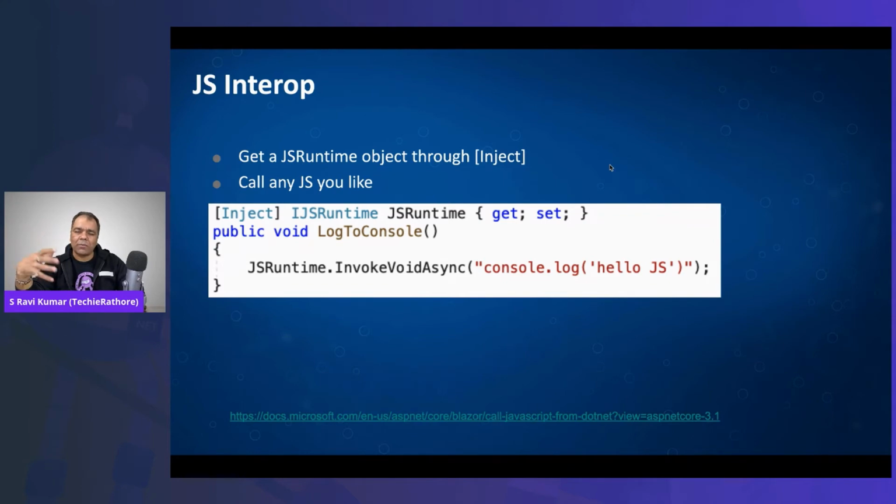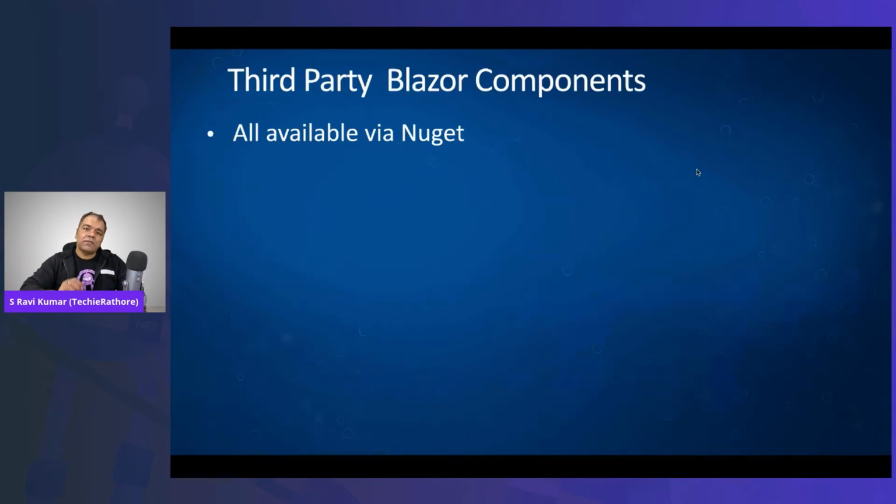So any kind of library we want to use, we can use JavaScript to do that. Apart from this, there are many third-party components available. All the Blazor components are available as a NuGet. So all the .NET developers know that nowadays NuGet is kind of the base of component development. All the .NET components are available as NuGet. So if you want to use any particular .NET feature, you can add the NuGet package for that.